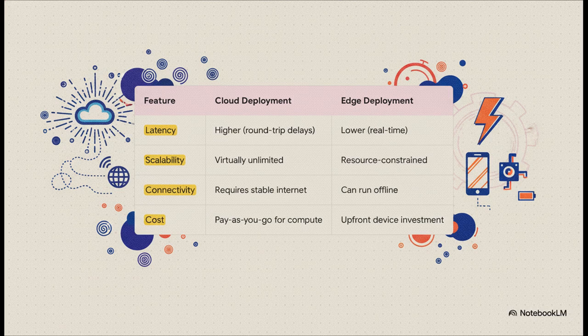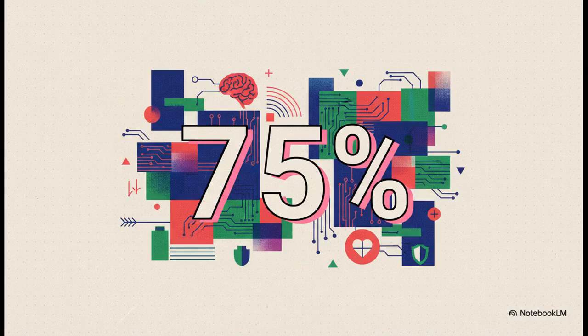The edge, on the other hand, is lightning fast. It can even work offline, but you're limited by whatever hardware you have on site. And get this, the industry trend is super clear. According to Gartner, by 2025, a whopping 75% of enterprise data is going to be processed at the edge. That's a massive shift, and it's all driven by fields like healthcare, where speed and keeping data private are just non-negotiable. It's quickly becoming the standard.